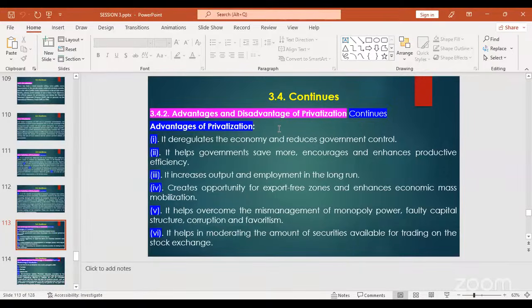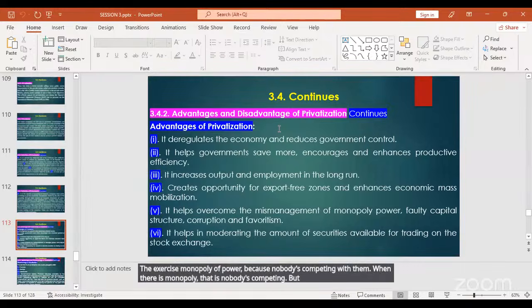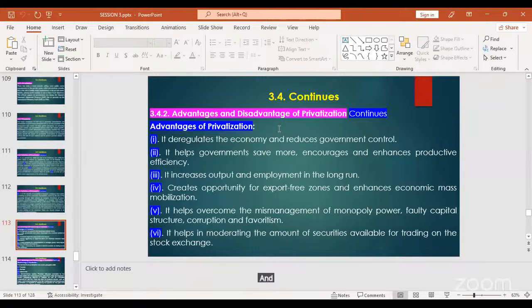We say it, number 5, it helps overcome mismanagement. In government businesses, there's mismanagement, particularly mismanagement of funds. They exercise monopoly of power because nobody is competing with them. When there is monopoly, that is, nobody is competing. But when it is deregulated and many people are into private business, they are competing. And the competition will bring them to their right senses.